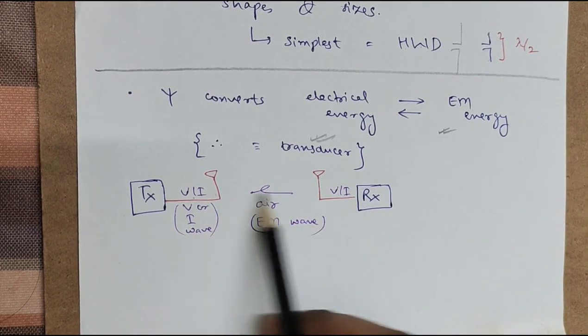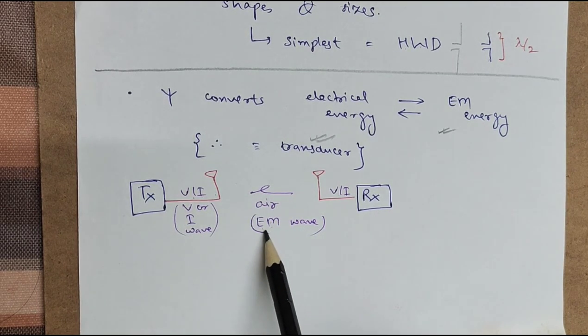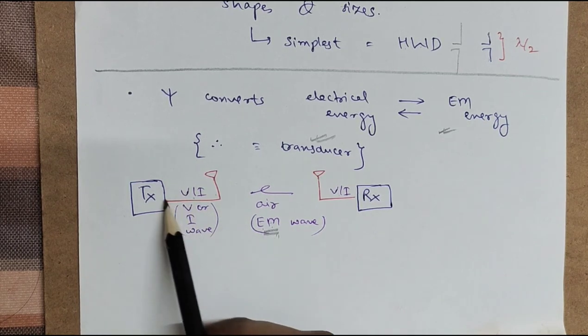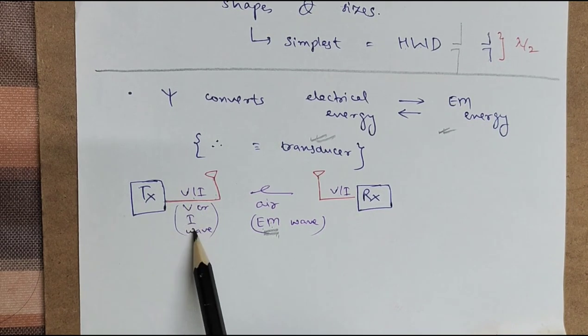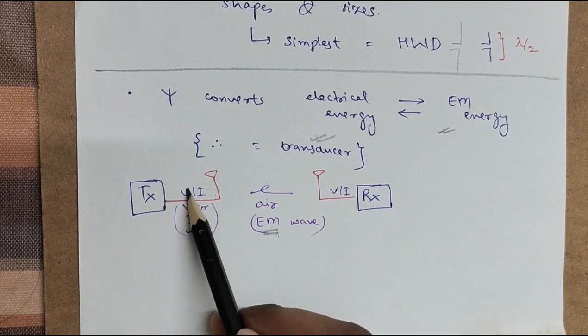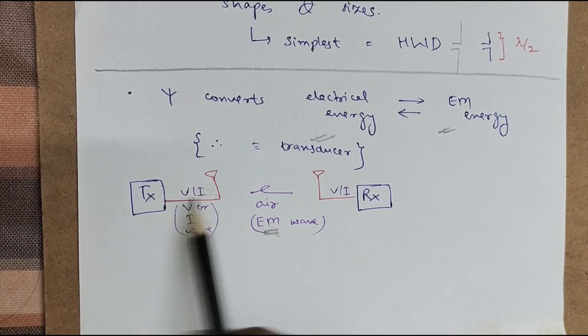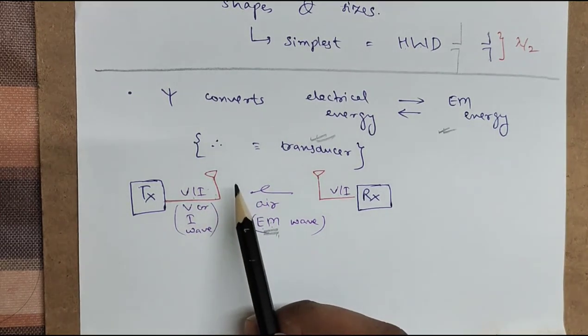In between these two antennas, the medium is air. In the air, the wave propagates as an electromagnetic wave. Here there is a wired system. In the copper wire, the wave is a voltage wave or current wave, let's say a VI wave, so here also a VI wave. That is an electrical signal, while here it is electromagnetic energy. So there is a conversion, and this is the job of the antenna.